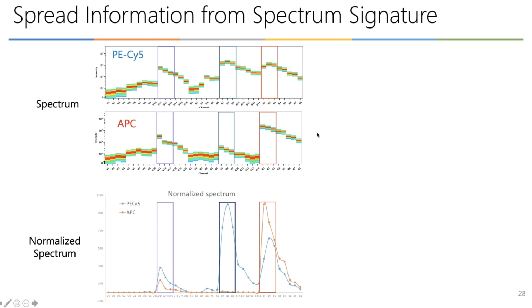And now comes the third aspect. So first was the fluorochrome signature, then was the brightness, and now we're going to talk about spread.